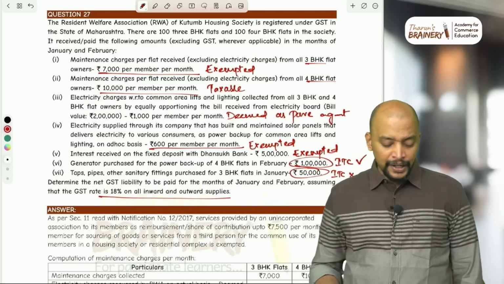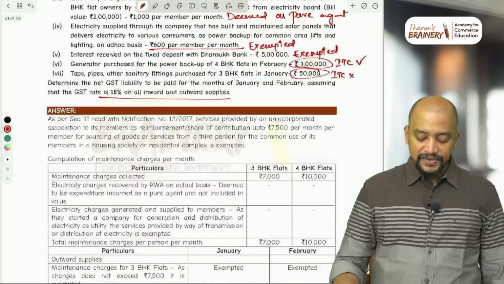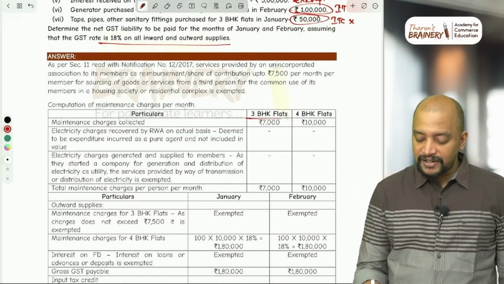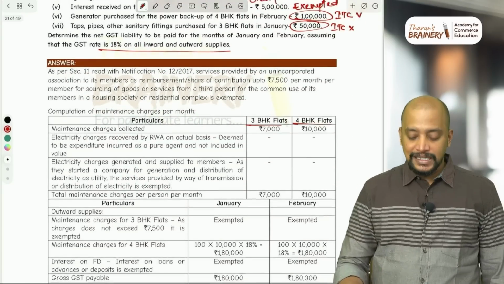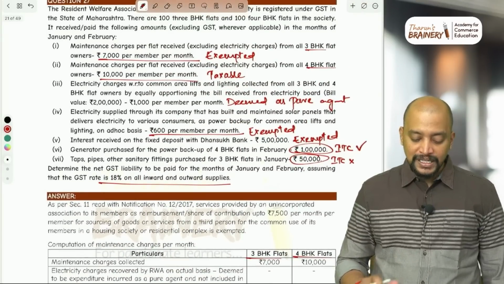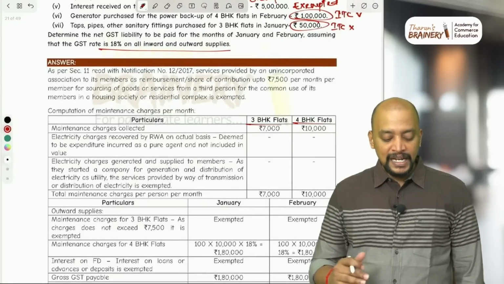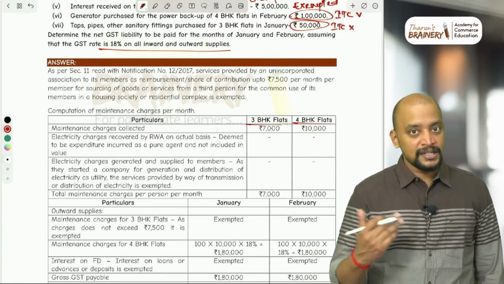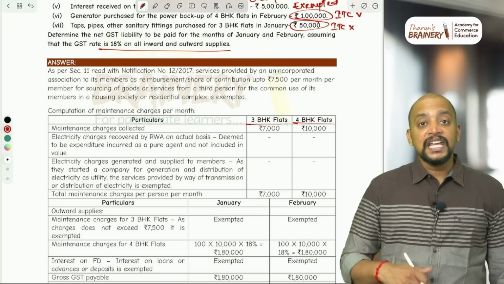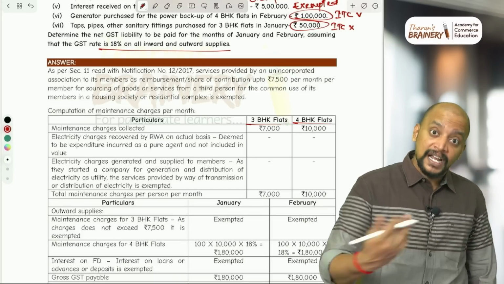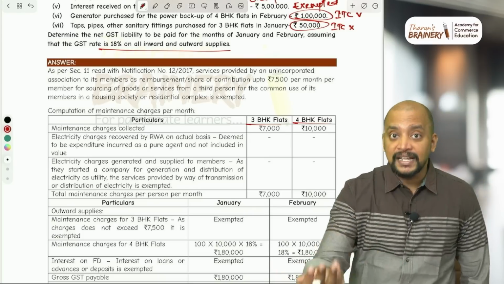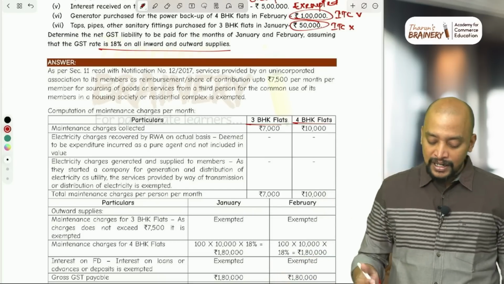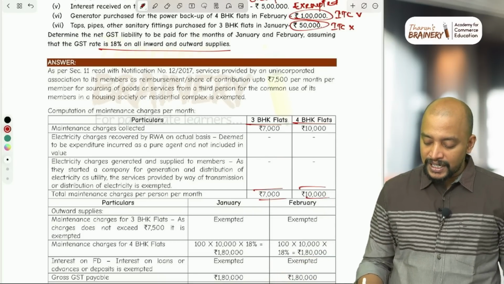Okay. Now, what we need to do in this case, first we need to take 3 BHK flats and 4 BHK flats maintenance charges collected, so 7,000 rupees and 10,000 rupees. We need to take electricity charges recovered by Resident Welfare Association on actual basis will not come because of the circular. Even electricity charges recovered for providing the electricity by them, that is also exempted. So the total maintenance is 7,000 and 10,000.